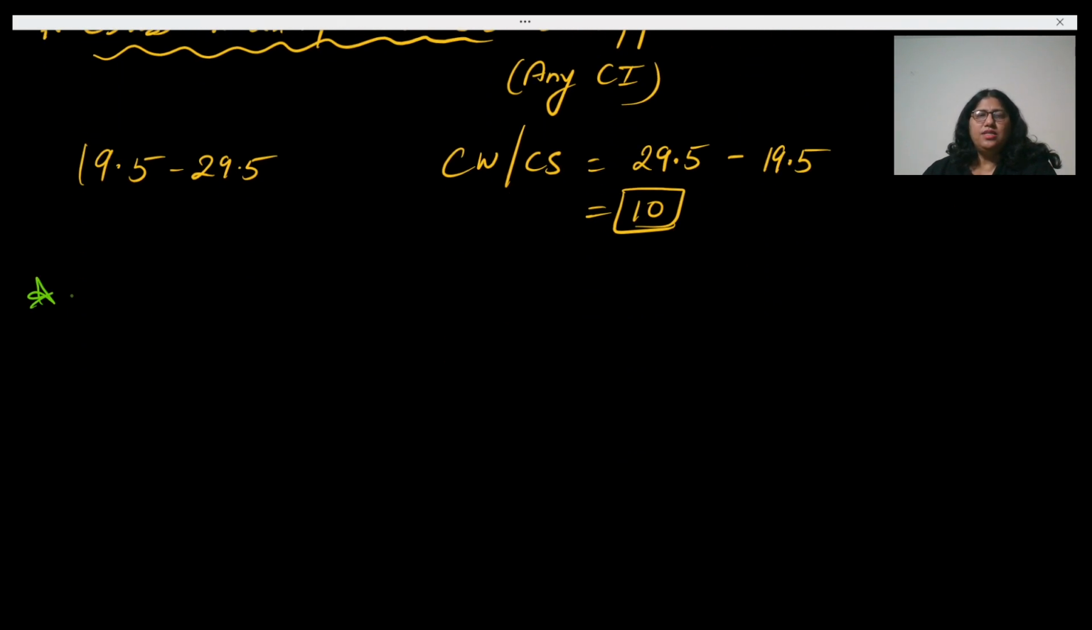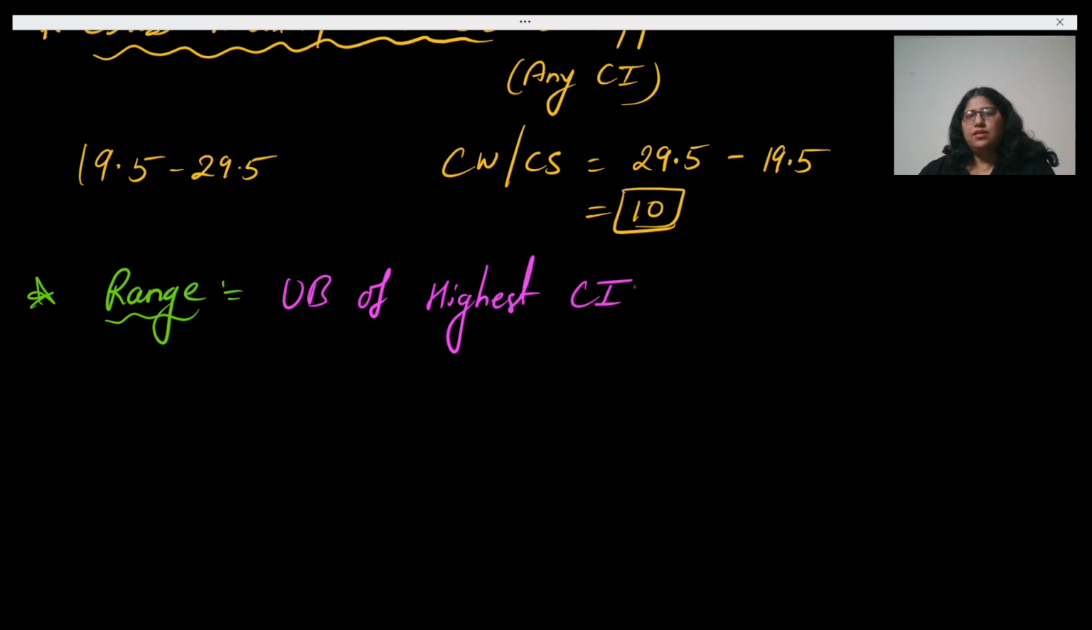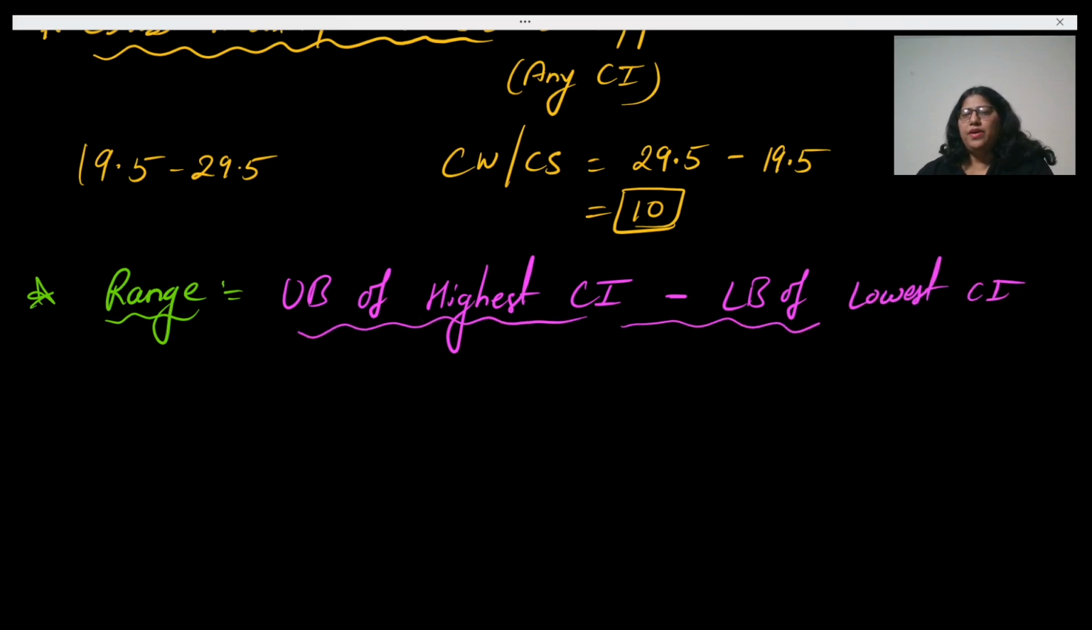So what is that here? Range, whenever you take grouped data, is going to be the upper bound, I can write UB also, of the highest class interval minus the lower bound of the lowest class interval. That will give you the range. That means you will get how the data is spread, the dispersion.